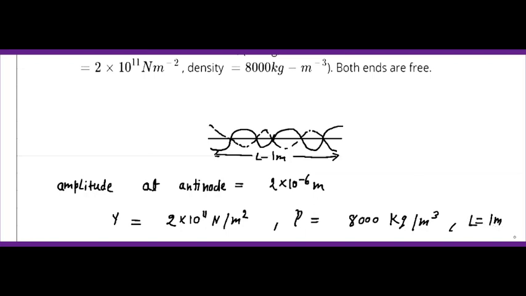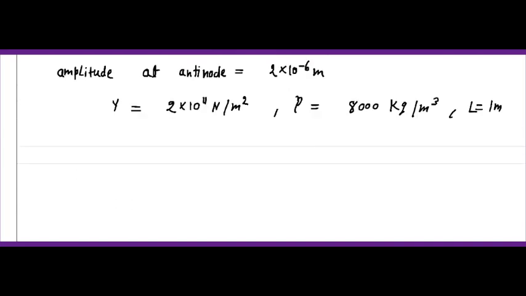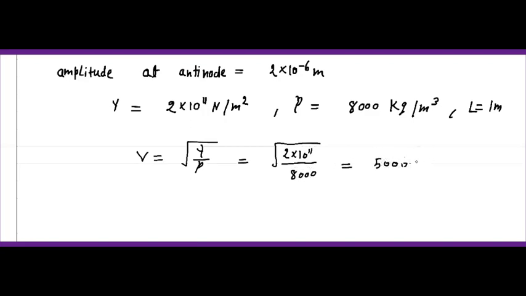Firstly we find the speed of the longitudinal traveling wave in the rod. So V is equal to square root of Young's modulus upon density. Here we can write 2 into 10 raised to power 11 upon 8000, square root. That means this is equal to 5000 meter per second.